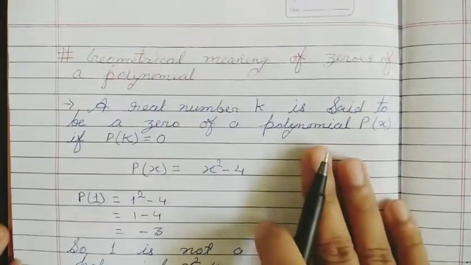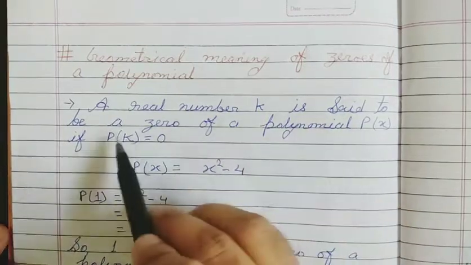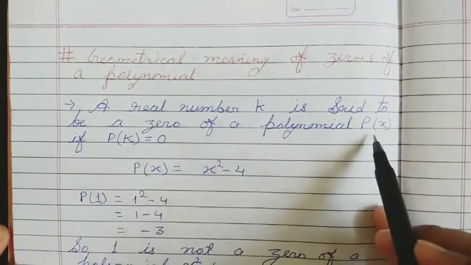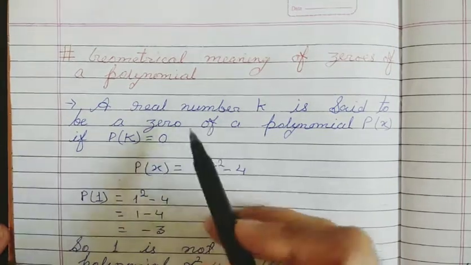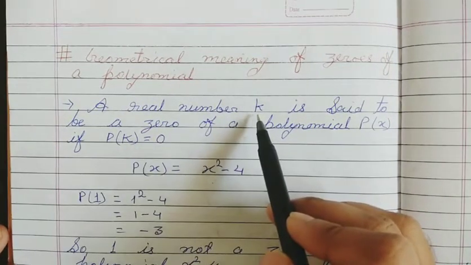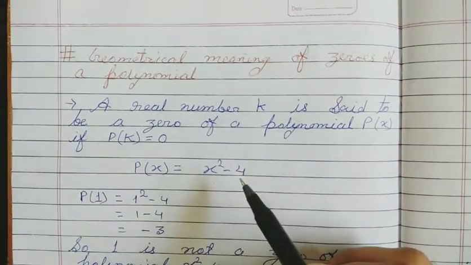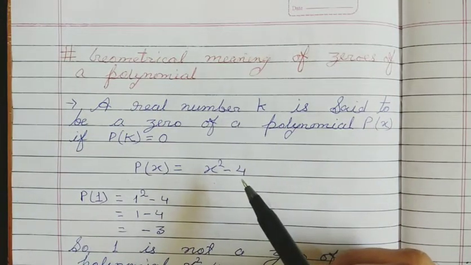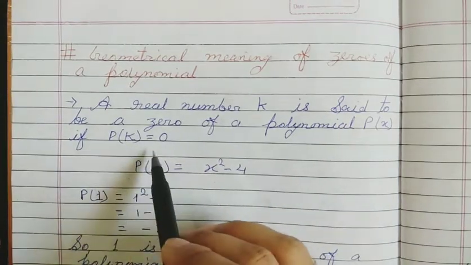So as we all know, a real number k is said to be a zero of a polynomial p(x) if p(k) is equal to 0. Any real number k is said to be a zero of a polynomial p(x), where p(x) means a polynomial in the variable x, if p(k) is equal to 0.